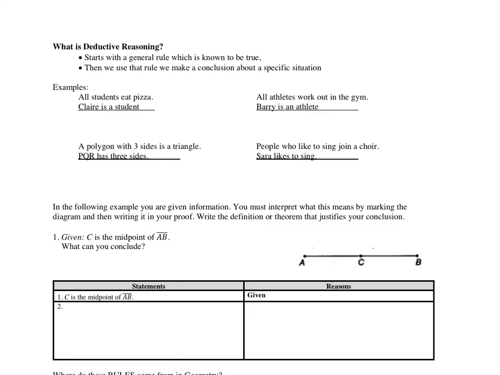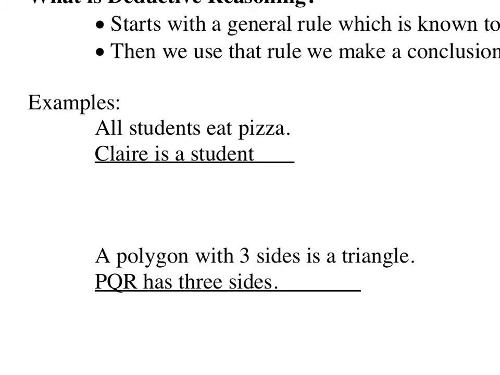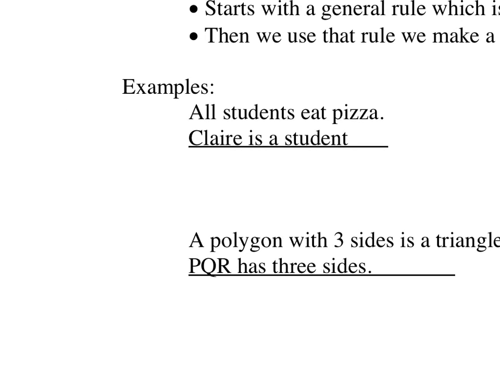So for instance, if I look at this example right here where it says that all students eat pizza, and I have that Claire is a student, I need to ask myself, what can I conclude? Well, I know all students eat pizza. Claire is a student, so what must Claire eat? Well, you guessed it, Claire must eat pizza.